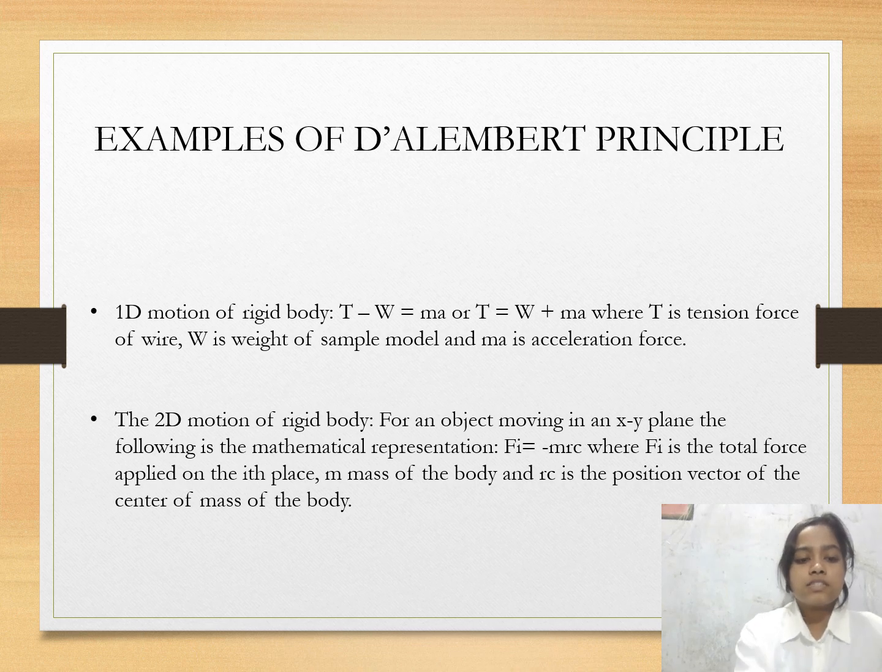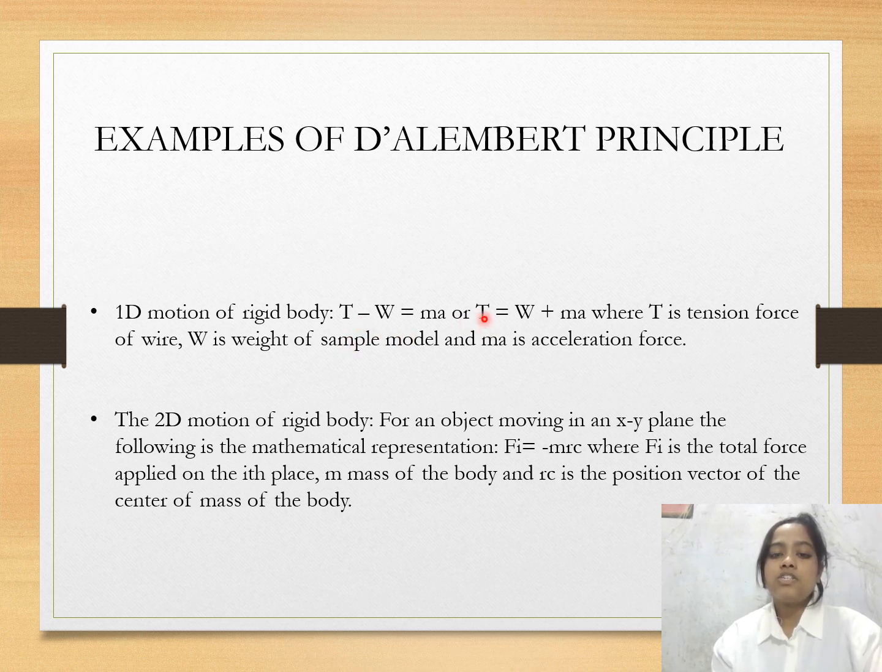Now here we can see the 1D motion of a rigid body, that is T minus W equals ma, or we can say T equals W plus ma, where T is the tension force, which we have already discussed before. W is basically the weight of the sample model, and ma is the acceleration force. It is usually helpful in 1D motion of a rigid body, for example when it is in plane motion.